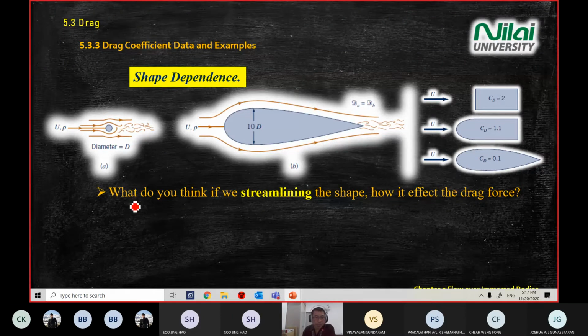One of them asks you, what do you think happens if you streamline the shape? What will it affect in the drag? From here, it gives you some illustration. If you streamline the shape from a square with sharp corners to an ellipse shape, or teardrop or airfoil shape, you'll see the CD drop. When CD drops, you substitute this value into the drag equation. Of course, the drag will drop.